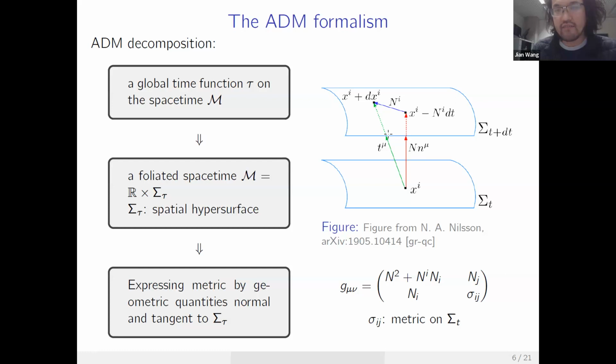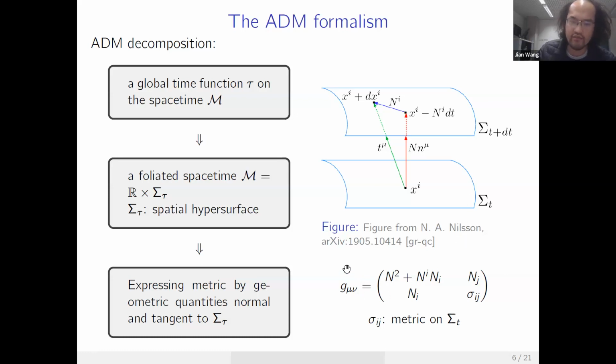We can see that this vector can be given in terms of components normal to the surface and tangent to the surface. Similarly, we can also do this decomposition for the full metric. Here is the result. The full metric is given by the lapse function, the shift vector tangent to the hypersurface, and also a spatial metric on the hypersurface.